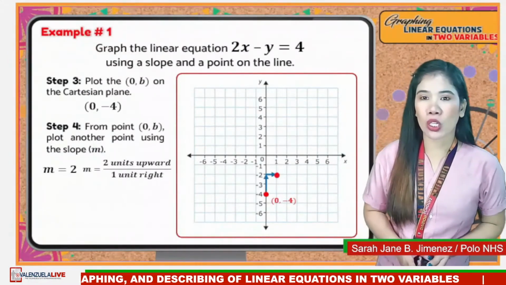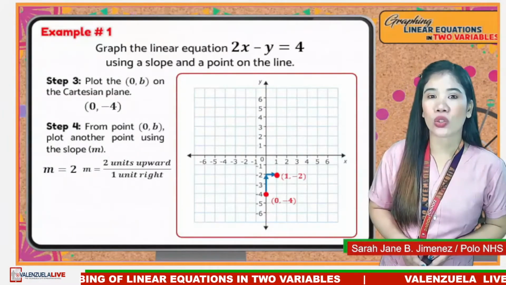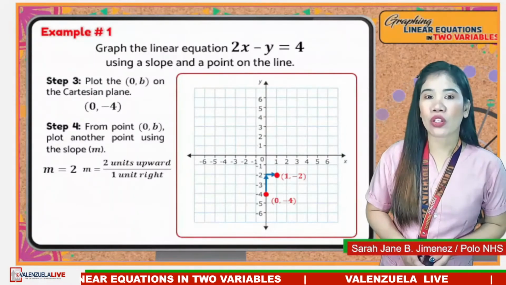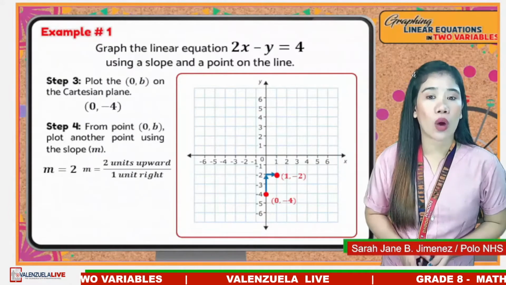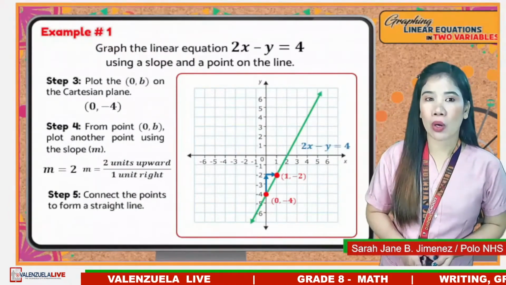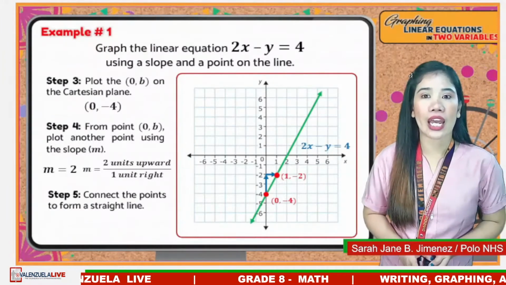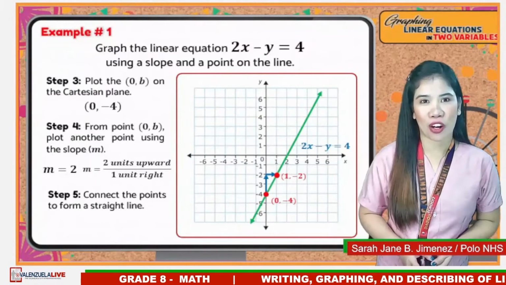From our first point, we are going to move 2 units upward, then 1 unit to the right. Draw the point for the second point and label its coordinates as 1, negative 2. And the last step is connecting the points to form a straight line. And now we have the graph of 2x minus y equals 4.